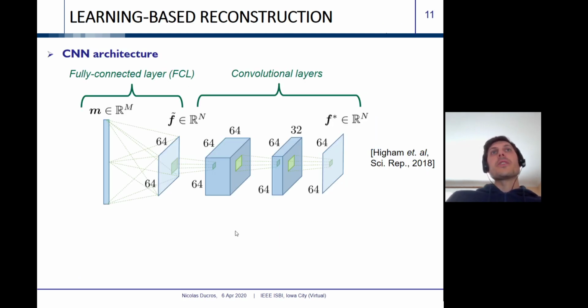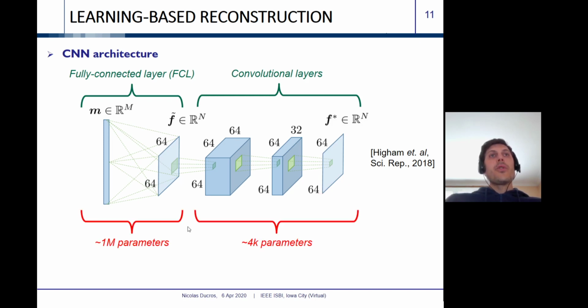Now I'm going to move to learning-based reconstruction. Reconstruction can be done through a convolutional neural network. This very simple architecture was proposed for single pixel imaging by Higham and co-authors in 2008, but similar architectures have been proposed for other reconstruction problems such as CT or MRI. We have two parts. These are fully connected layers that map the measurements in R^m to a raw solution in R^n, and then we have convolutional layers. If we look at the number of parameters in the network, we have 1 million parameters for the fully connected layer, and only 4,000 parameters for the convolutional layers. So it is really important to understand what is going on in these fully connected layers, because they do most of the job.